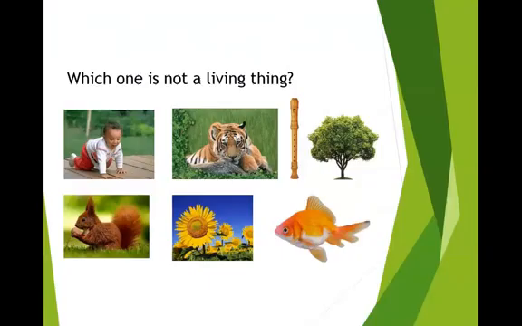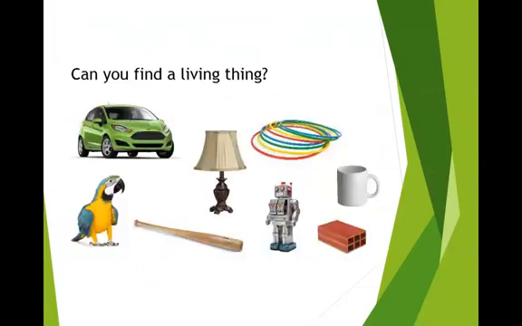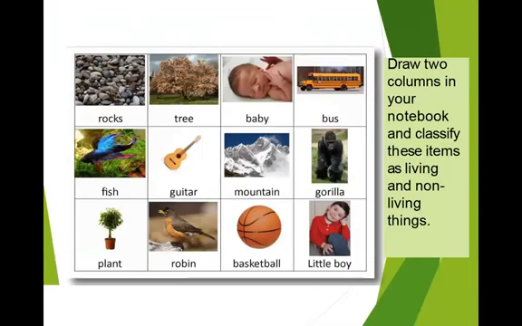Activity time. You have to find out which of these is not a living thing. Which one is not a living thing? From this picture given to you, can you find a living thing? The next activity is you have to draw 2 columns in your notebook and classify these given items as living and non-living things.